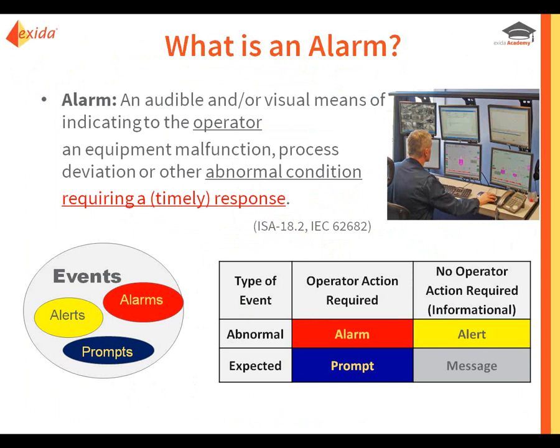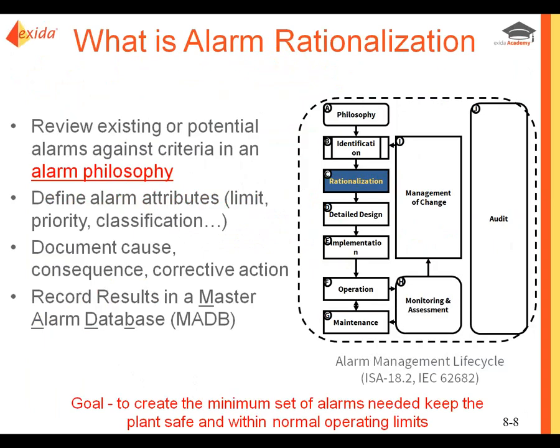The process of reviewing the alarms that you have or that you propose to have to make sure that they meet the criteria for being an alarm, such as this definition here, is the process called alarm rationalization, which is one of the stages of the alarm management life cycle, which is defined again in both of the standards, the ISA and the IEC standard.